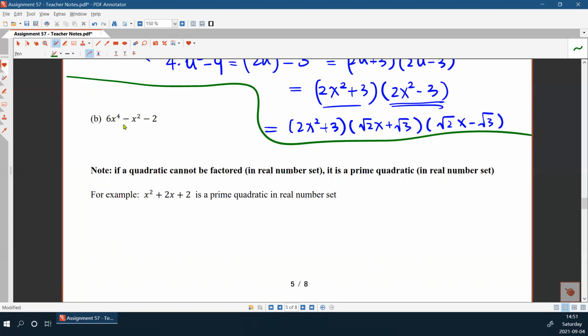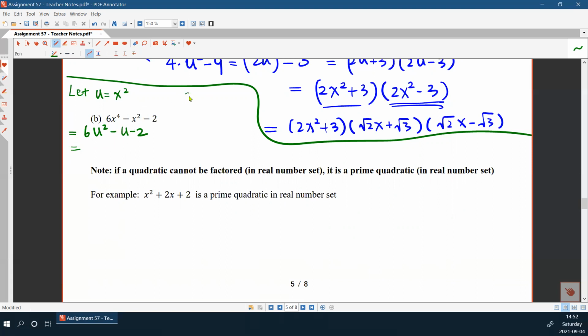Next question, this is not a quadratic, right? Because for a quadratic, the highest order would be 2. But this is actually a quadratic in disguise. Why? Because we can use a letter u to substitute x squared, right? If we use u to substitute x squared, the original expression can be rewritten as 6u squared minus u minus 2, right?